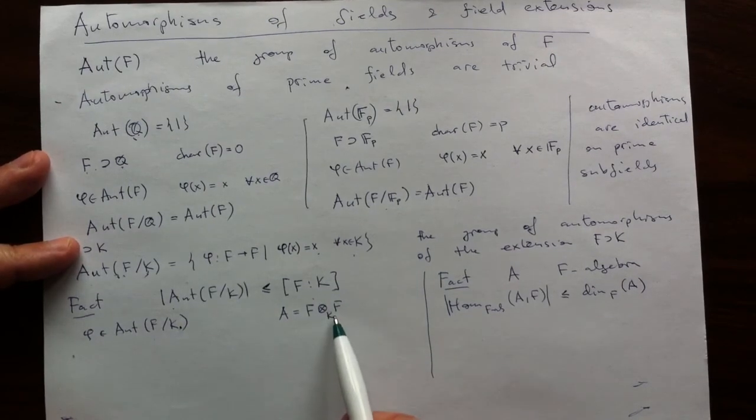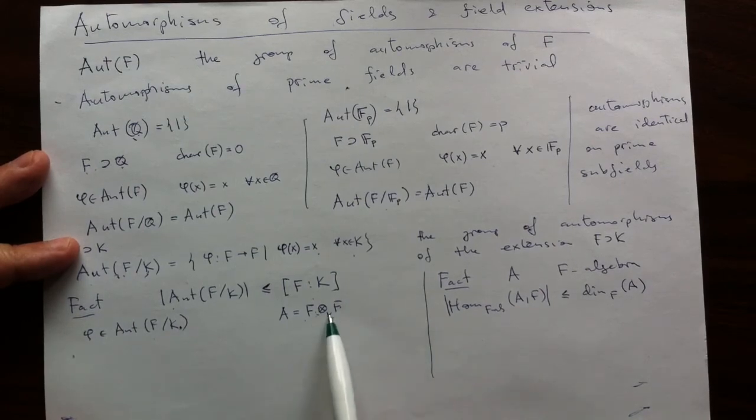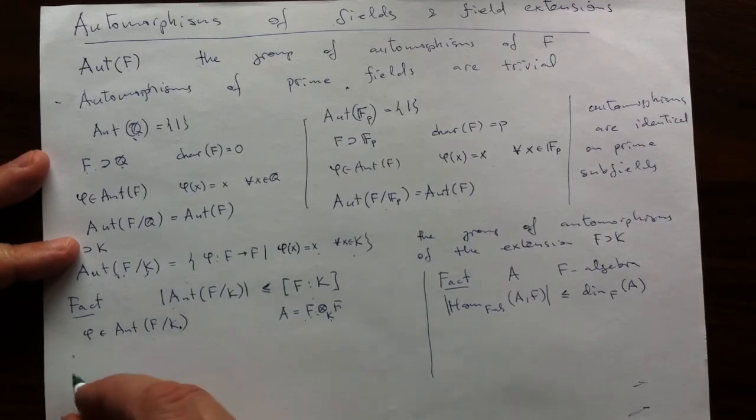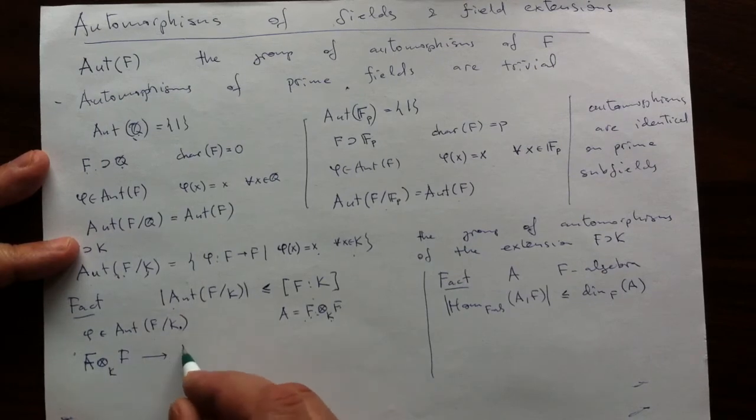It can be thought of as the result of extending scalars in F. So scalars originally are to be thought of as elements of K, and then extending them from K to F as well. And it's easier to think in terms of the tensor product. So that is an algebra, and then we can define a homomorphism from this algebra, F tensor itself over K, into F.